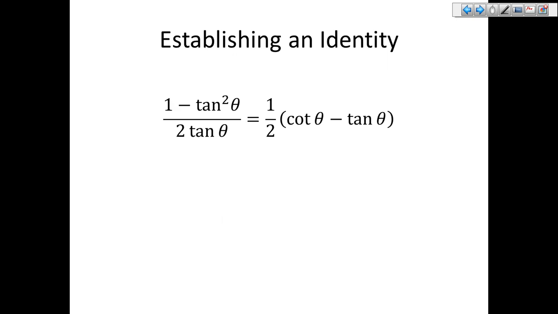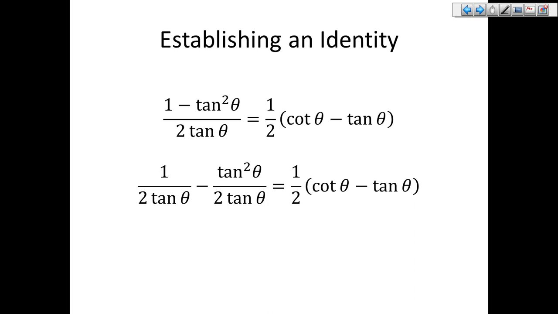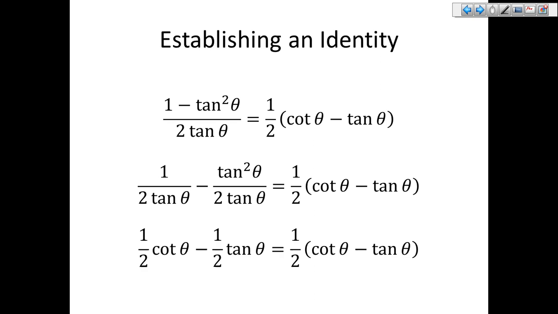Okay, so now we need to work on this left side, and what we're going to do is separate it out into two fractions: 1 over the 2 tangent theta minus the tangent squared over the 2 tangent theta. I know that's kind of opposite one of the things I told you to do, which was to combine fractions, but look across the equal sign. We don't have fractions except for that 1/2. We have two things separated by a minus sign. Well, now on the left side I've got two things separated by a minus sign.